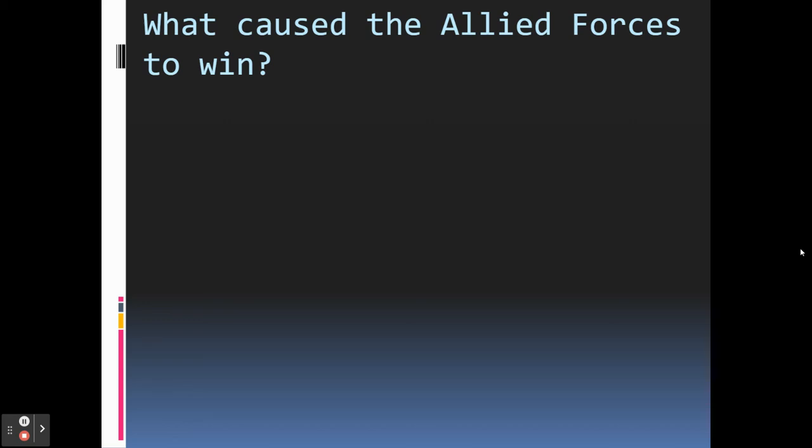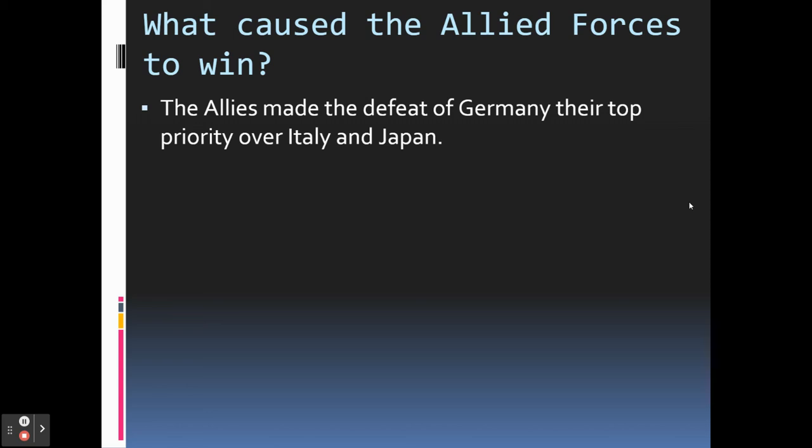What caused the Allied forces to win? How were they able to win this war? There's a few things. The Allies decided first, the defeat of Germany was the biggest priority. Okay, Germany was the most important one, and that was a deal that Roosevelt made with Great Britain, that it would be the Germans first. So all our energy went that direction to start with.